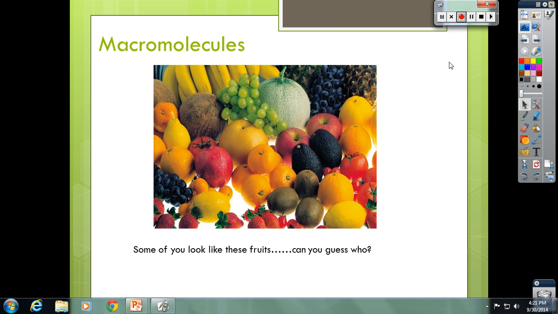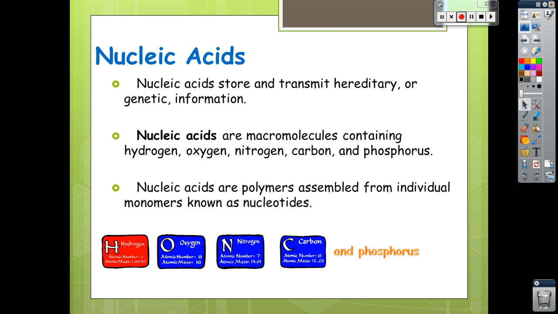All right, now let's continue with macromolecules 2. And we did discuss this in class, but when you look at these fruits, why did I say that some of you guys look like these fruits? Because the same DNA found in these fruits is going to be the same DNA found in us. We're talking now about nucleic acids. Our nucleic acids store and transmit hereditary or genetic information.